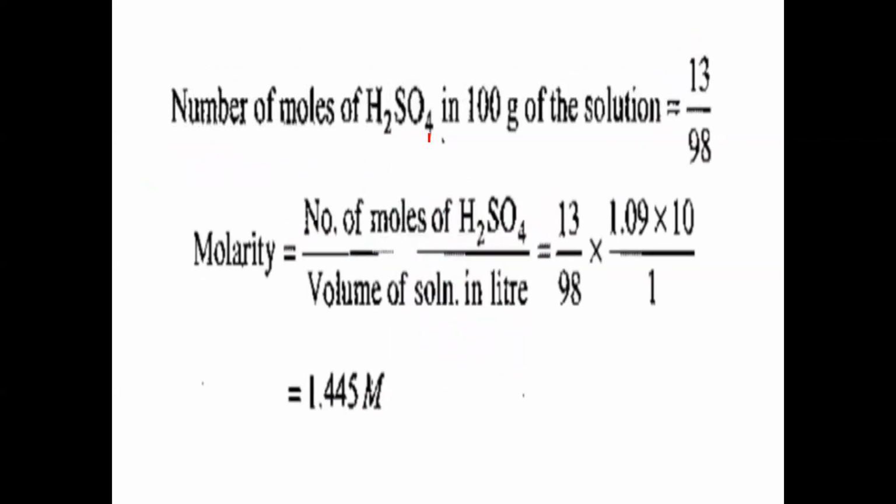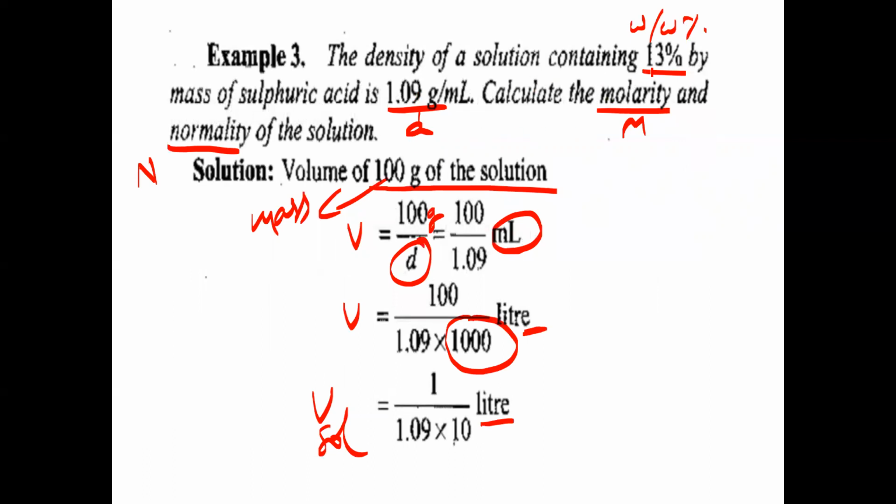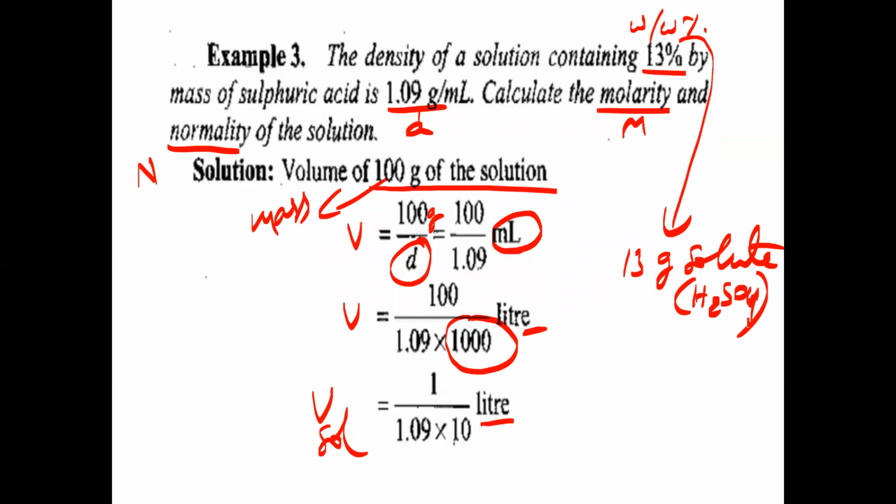Is that clear? Next, the number of moles of H2SO4 in 100 grams of the solution. The formula for number of moles is weight by gram molecular weight. The weight of H2SO4 is given as 13 grams. 13% means W by W percent, 13 grams of solute. The solute here is H2SO4 only. So 13 grams of H2SO4 solute in 100 grams of solution.